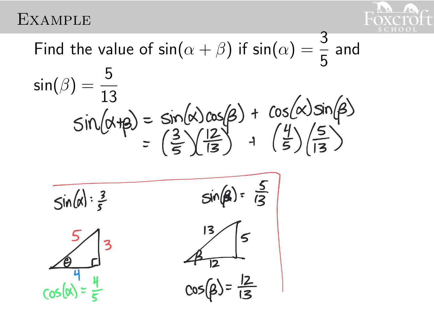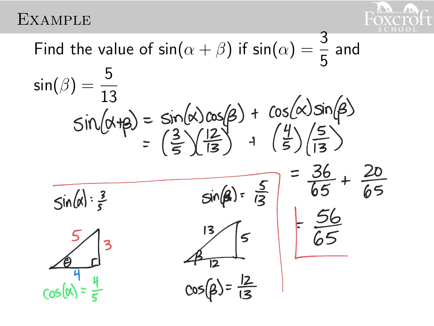And now it's just multiplying some things and simplifying. So 3/5 times 12/13. The 3 times 12 is going to give me 36. 5 times 13 is 65. 4 times 5 is 20. Again, 5 times 13 is 65. And luckily, these already have a common denominator, so I can just add them together and get 56/65.